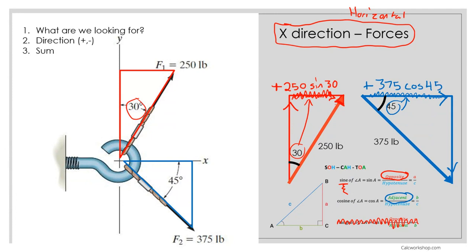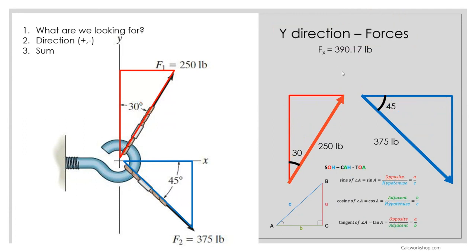Cosine 45. So all you have to do is 250 sine 30 on your calculator plus 375 cosine 45, and that will give you a total of 390.17 pounds. Okay, that's simple.